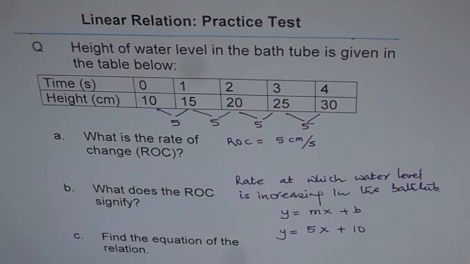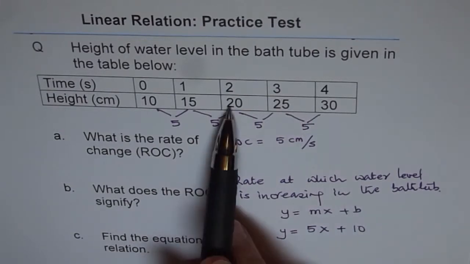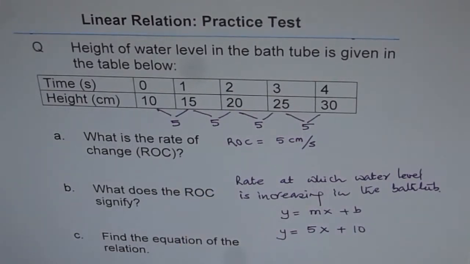So what you can do is, you can also check. Let's plug in 2 here. 5 times 2 is 10 and 10 plus 10 is 20. So you get your 20. Do you get it? So that is how we can write and check our equation.